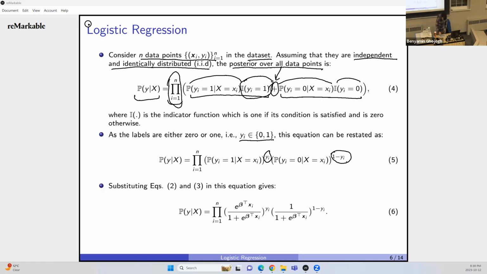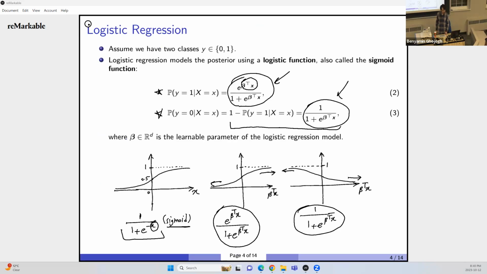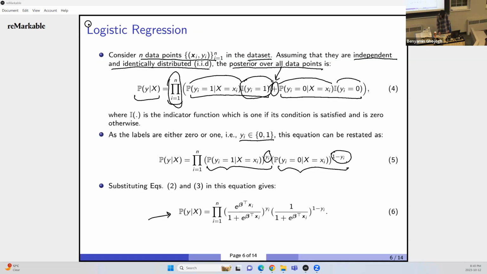So if it is 0, the first term becomes 1 and I will have the second term. If it is 1, the second term becomes 1 and I will have only the first term. Agreed? Now, as a result, my posterior becomes this. If you substitute the logistic functions of equations 2 and 3 in my posterior in equation 5, I will get equation 6. So far clear? Okay.